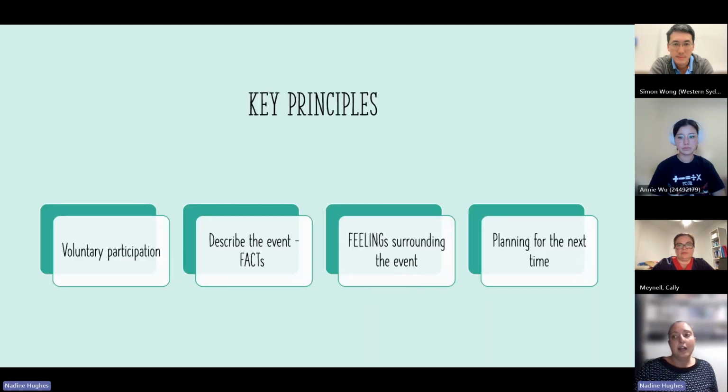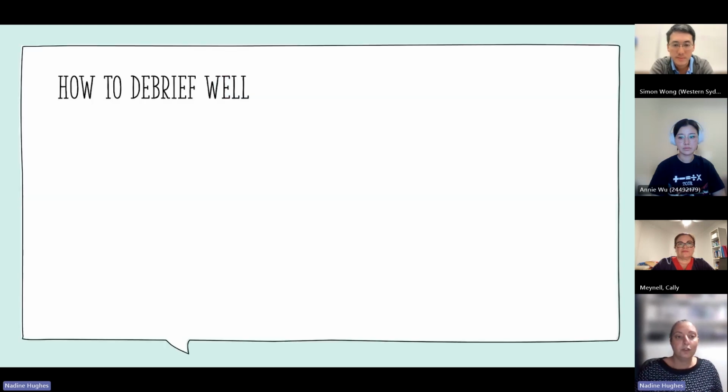Good. So as a group, we've come up with those four key principles in debriefing: voluntary participation. Make sure you talk about the facts, talk about the feelings, and planning for the next time. Right. Well, I just want to go through a couple more points. Okay. So first of all, we've talked about who comes to the debrief. Everyone's invited. No one is forced to come. Who leads the debrief? So really important.